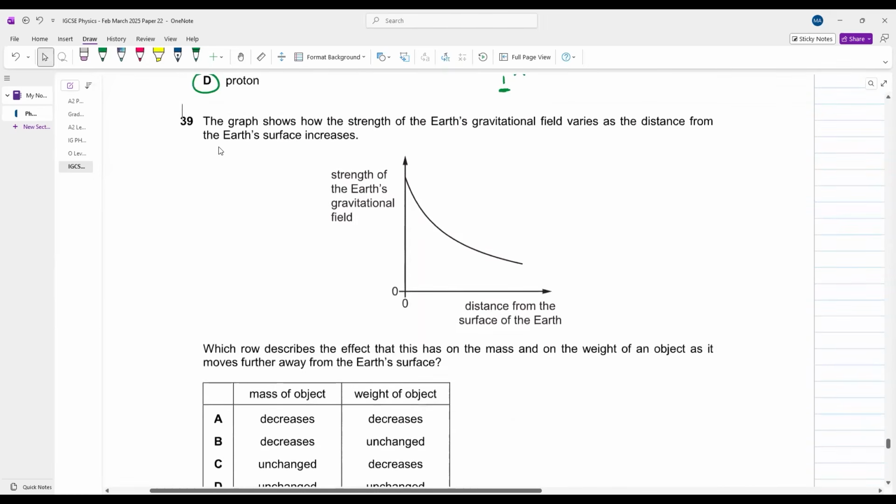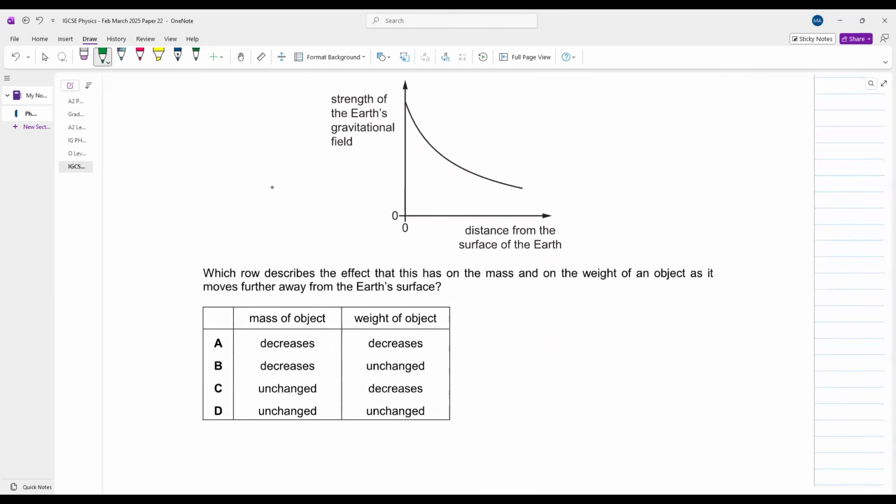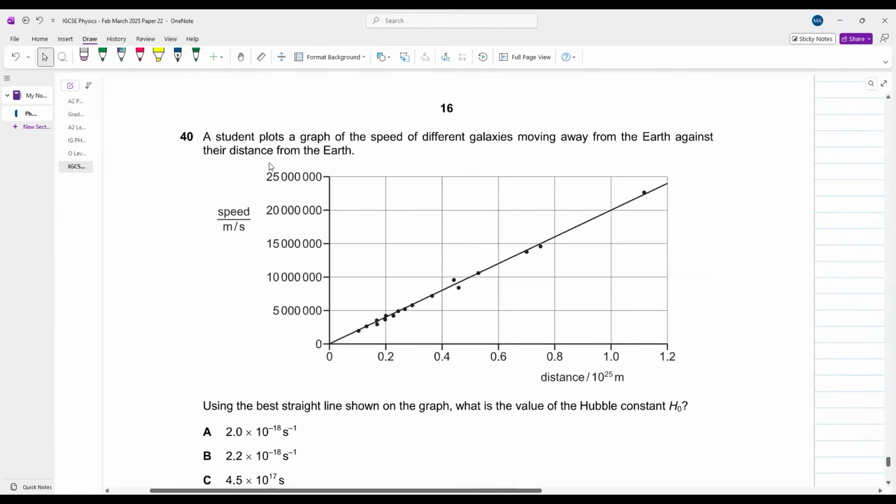Let's see this. The graph shows the strength of Earth's gravitational field varying as the distance from the Earth increases. The graph क्या show कर रहा है, strength of Earth's gravitational field decrease कर रही है as the distance from the Earth is increasing. What will happen to the mass and weight? बेटा, mass तो आपका unchanged रहेगा, no matter what happens. Weight decrease कर जाएगा. Why? Because weight is equal to mg. अगर g की वैल्यू या ग्रेविटेशनल फील्ड स्ट्रेंथ की वैल्यू कम हो रही है, वेट कम हो जाएगा. C is your answer.